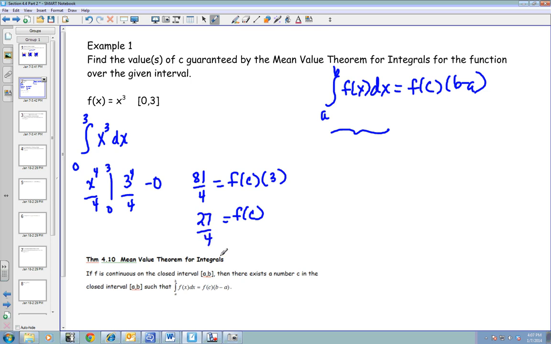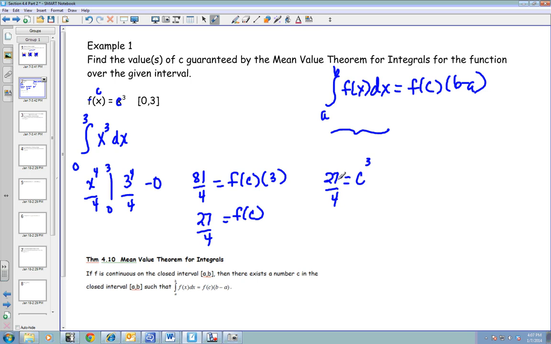Now here's the deal. I can find out what f of c is. F of c, c is going to take the place of my x. So if I take the c and replace that in place of my x, I have 27 over 4 equals c cubed. And now I'm supposed to find out what c is. Find the value of c guaranteed by the mean value theorem.